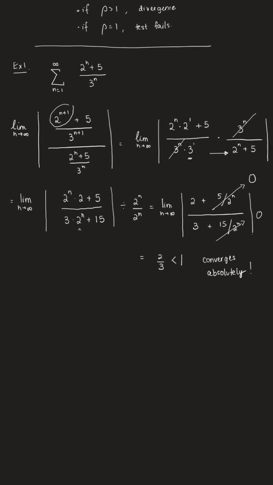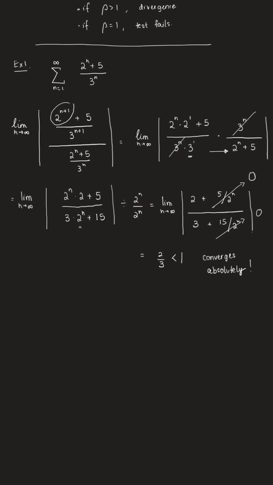FYI, we could have done that, I'll do it in blue, a little differently, and rewritten our series as follows. 2 to the n plus 5 over 3 to the n, both terms in the numerator are divided by 3 to the n. So we can write this as 2 to the n over 3 to the n plus 5 over 3 to the n.